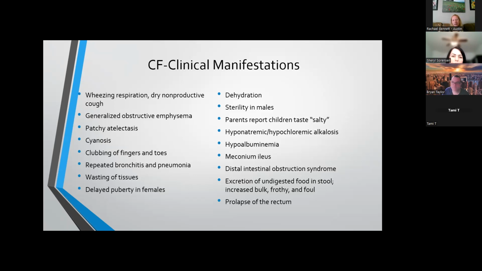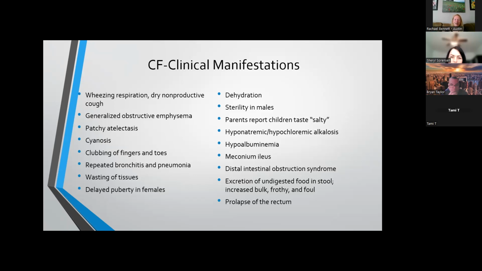I always find that this point makes me laugh because who is going around licking their children? But when we talk about how we diagnose this in just a second, that'll make more sense. From an electrolyte standpoint, we see hyponatremia, hypochloremia, hypoalbuminemia, the meconium ileus we already covered, distal intestinal obstruction syndrome, excretion of undigested food and stool. That's that steatorrhea that we talked about.